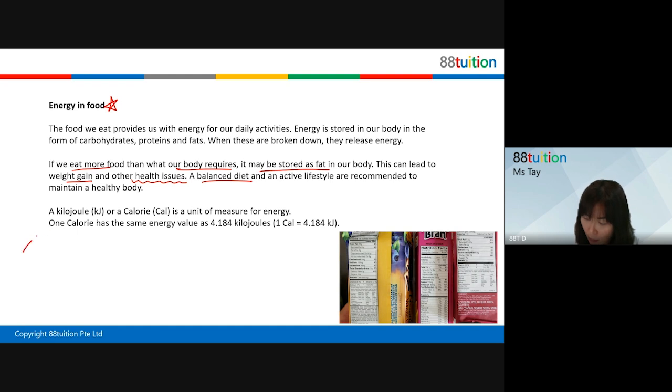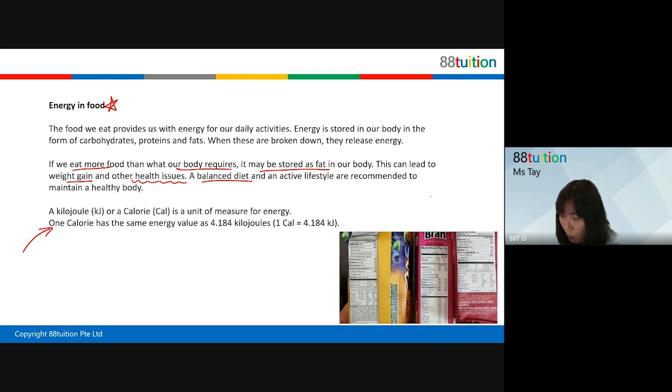Now, have you all seen things like these before? Kilojoule or calorie? Yes or no? Anyone? Let me see. Yeah, so some of you know. Irena, do you know about this? Do you know about the calorie? Have you all heard of calorie before?